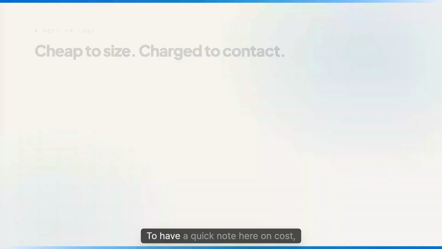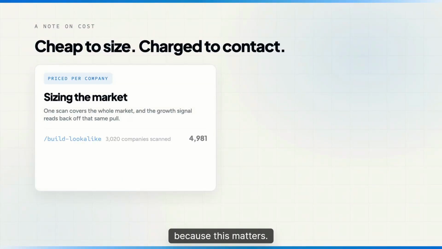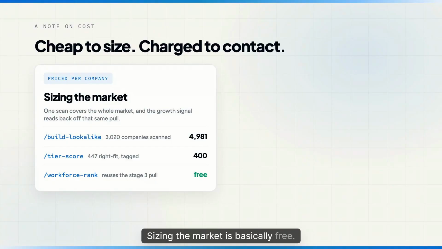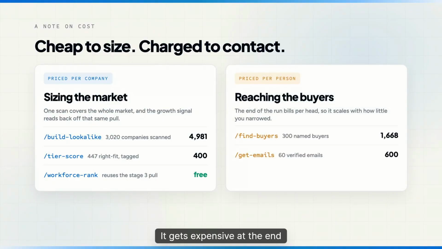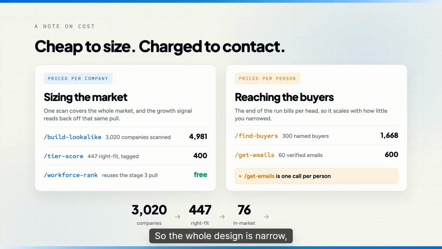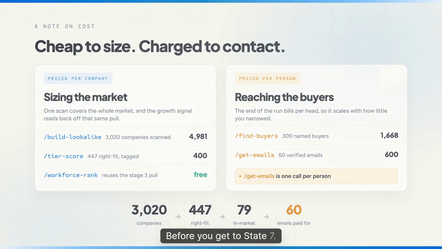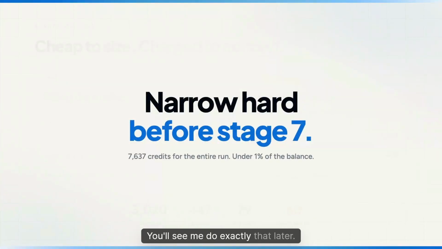A quick note here on cost, because this matters: sizing the market is basically free. It gets expensive at the end with the workforce data, the people search, and especially the email resolution, which is one call per person. So the whole design is: narrow hard before you get to stage 7. You'll see me do exactly that later.